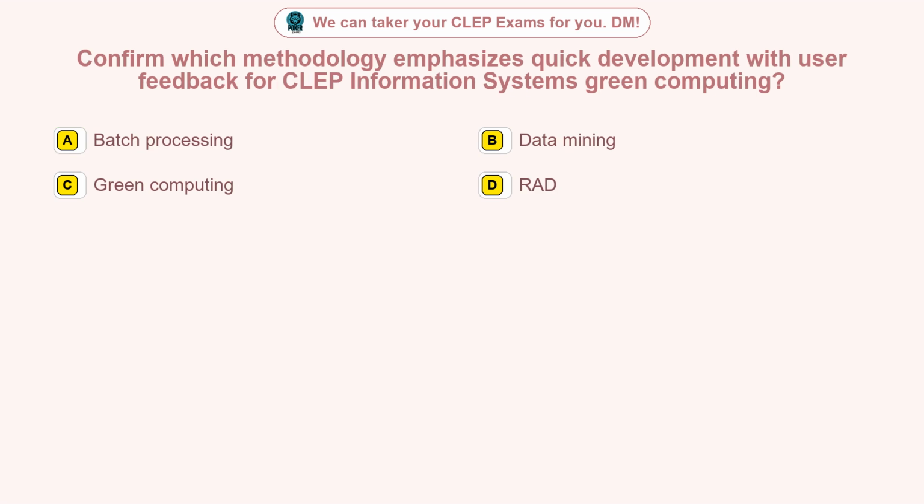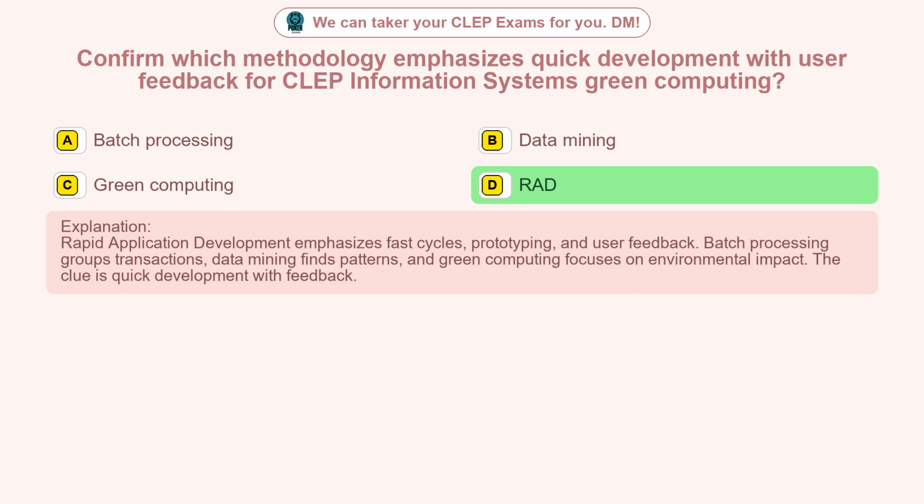Question 69. Confirm which methodology emphasizes quick development with user feedback for CLEP Information Systems green computing? Option A. Batch processing. Option B. Data mining. Option C. Green computing. Option D. RAD. The correct answer is option D, RAD. Rapid application development emphasizes fast cycles, prototyping, and user feedback. Batch processing groups transactions, data mining finds patterns, and green computing focuses on environmental impact. The clue is quick development with feedback.